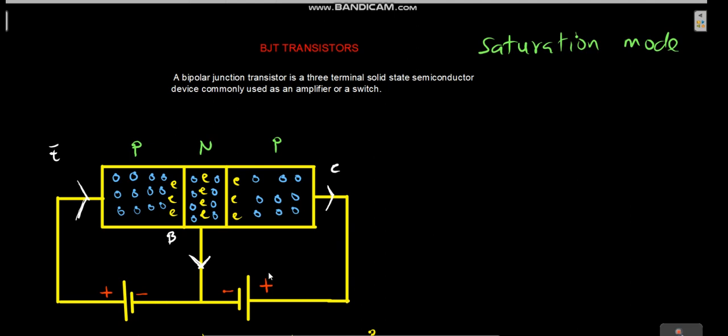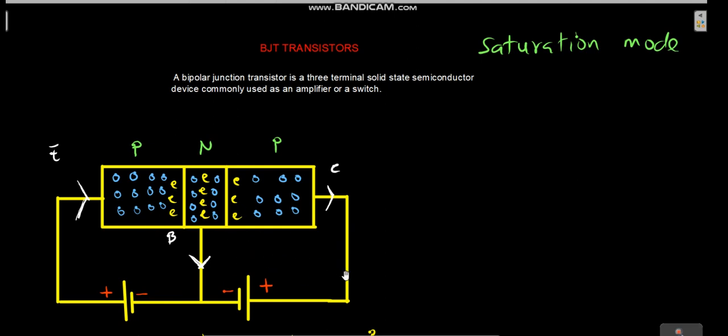So looking at this here, for the saturation mode of operation, we said the emitter and the base side should be forward biased, and the collector and the base side should also be forward biased. Looking at this, you see that this is a PNP transistor, and we have the p-type material here connected to the positive terminal, and then the other p-type material also connected to this positive terminal. And the n side is connected to the negative terminal. So you see that both of them are forward biased.